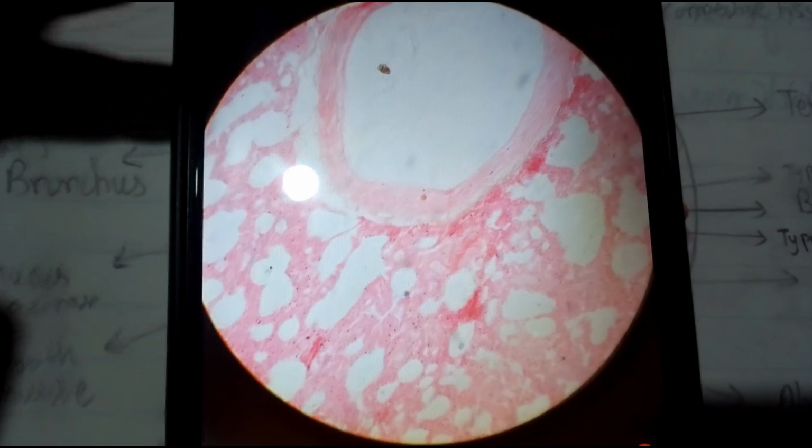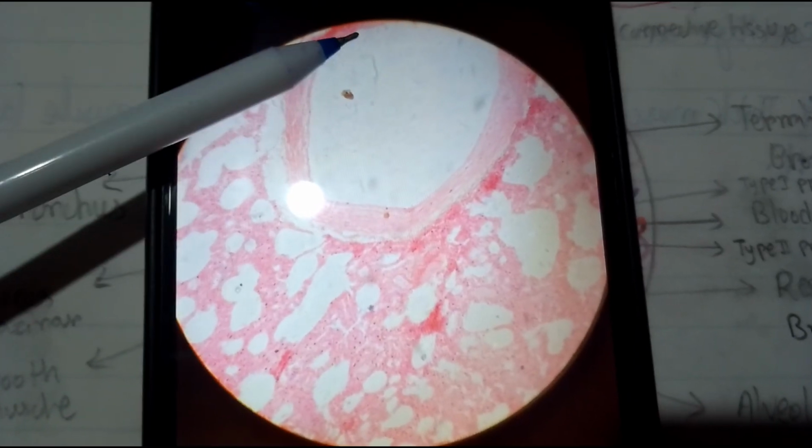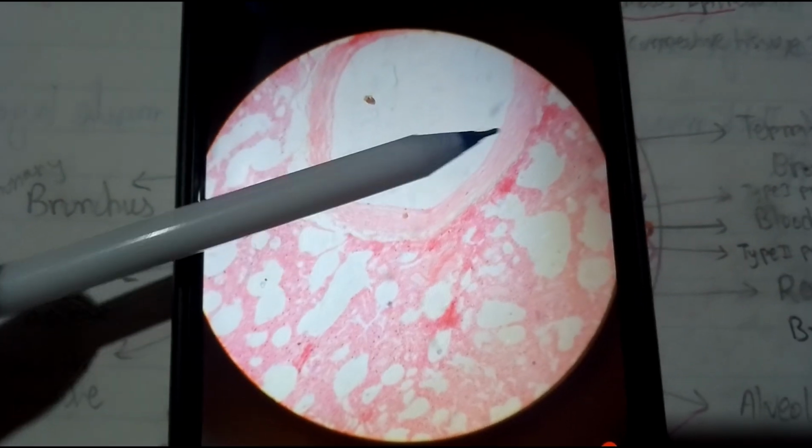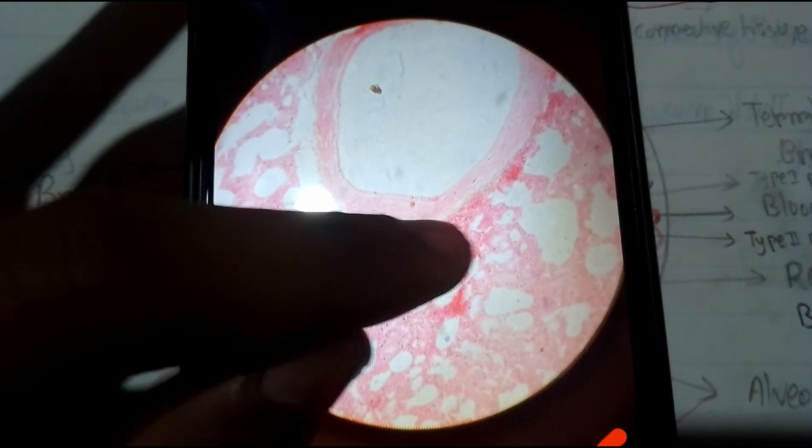Now we look at the histological slide of the lungs. This is the histological slide of the lungs, where we should appreciate the intrapulmonary bronchiole. This is the intrapulmonary bronchiole. Then these free spaces are the alveoli.